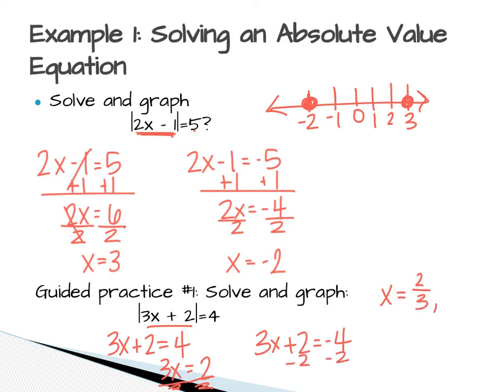For the second equation you do the exact same thing. And I get 3x equals negative 6. Divide both sides by 3 and you get x equals negative 2. So my solution set is 2/3 and negative 2.